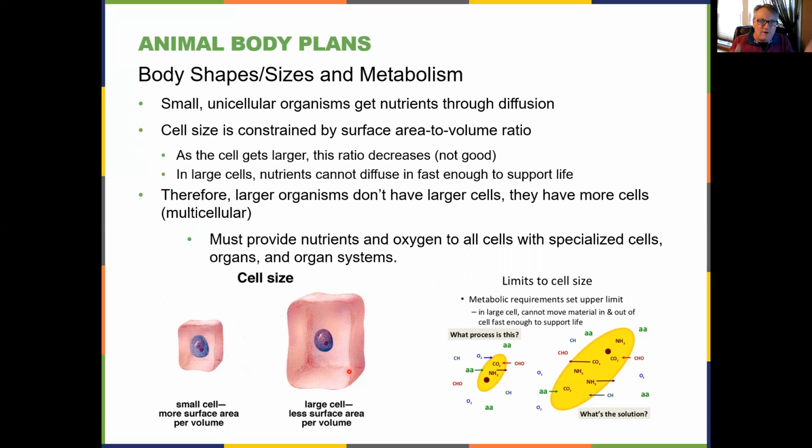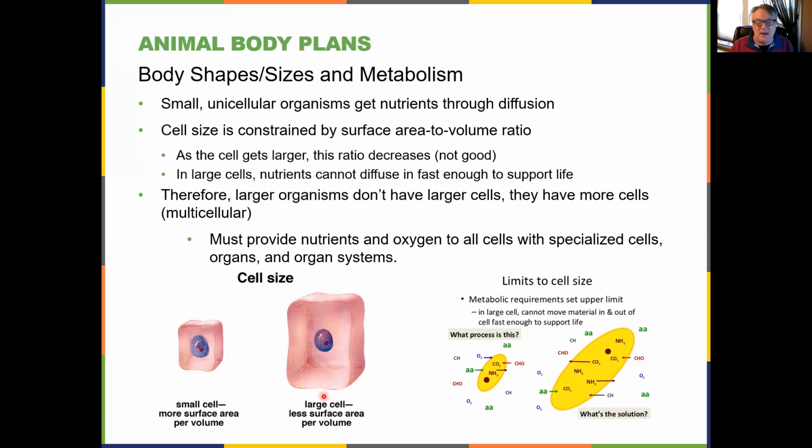And the thing is, the total volume means that there is more metabolism going on in that cell, but the only place for it to exchange nutrients with the environment is through the cell surface. And so we refer to this as the surface area to volume ratio. And as cells get bigger and bigger and bigger, that ratio gets less and less and less.